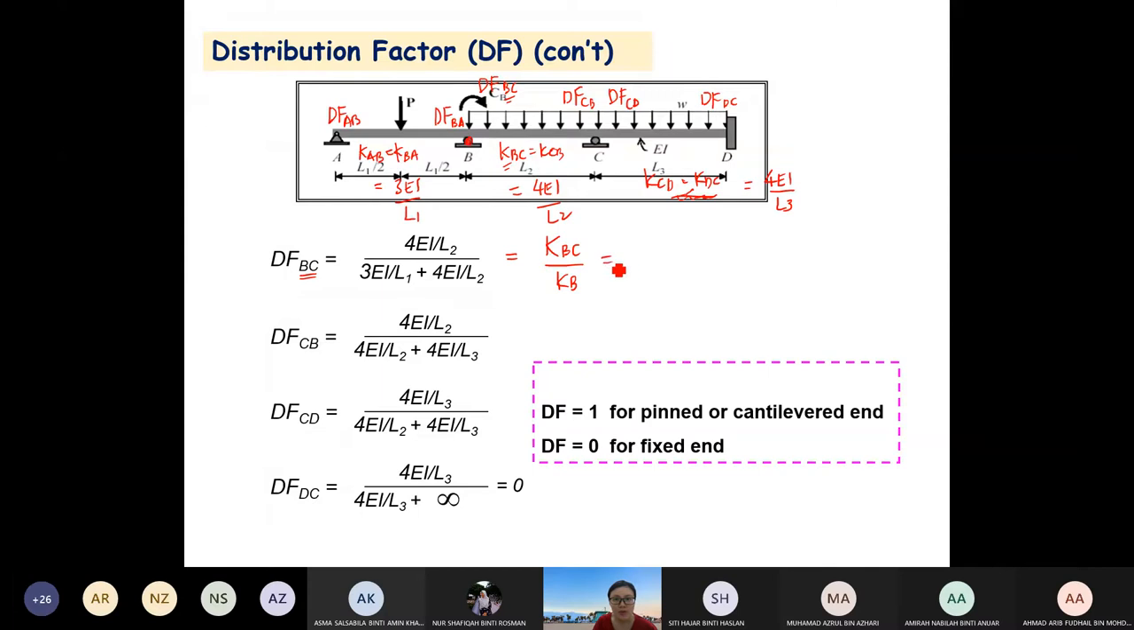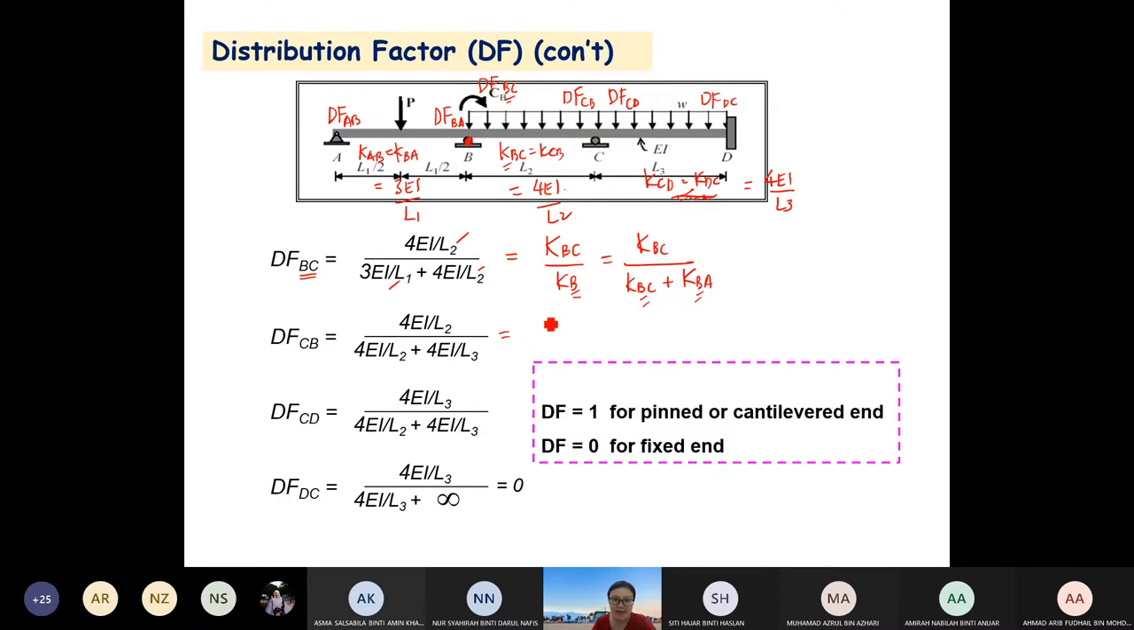Now KBC is here, so it is attached still with B. KB is actually KBC plus K, what? Yes, very good. Because there are two members that attach to it. You just write according to B, so you just write BC and BA. If you want to write KAB and KCB, there is no problem at all. Just don't make yourself confused. So KBC is 4EI over L2, and KBA is 3EI over L1. When you get more and more familiar, you can skip this formula and directly put it in. I will still continue with this.